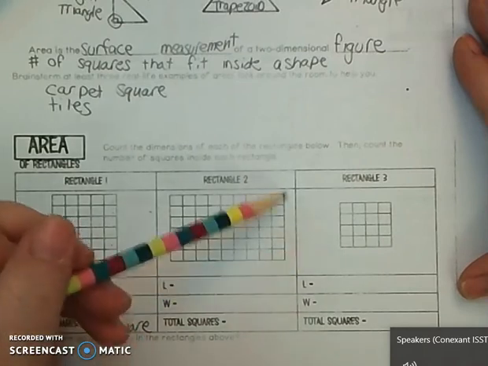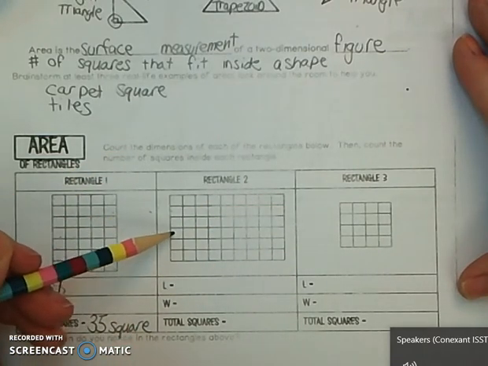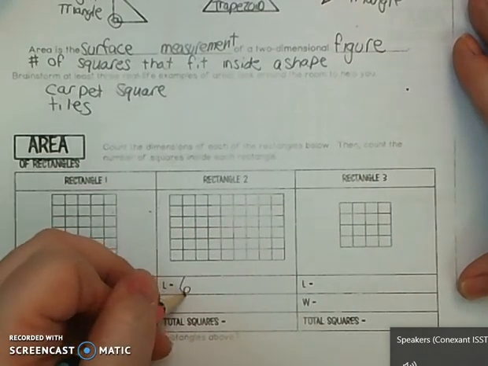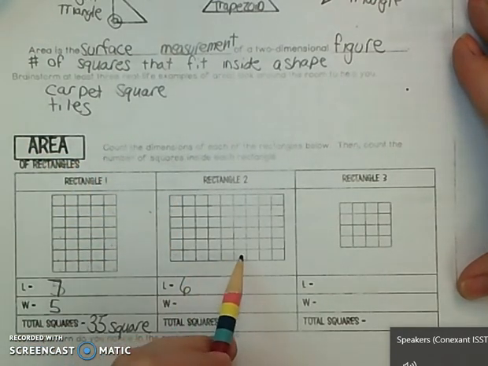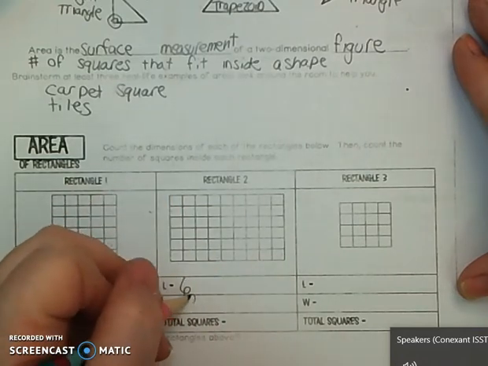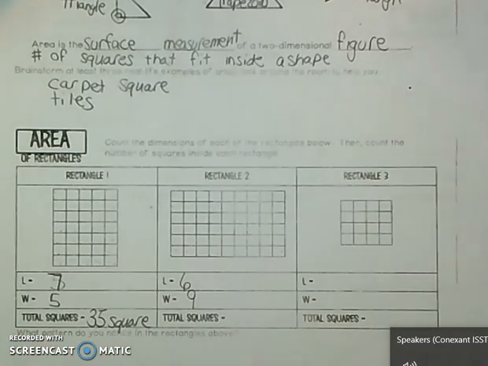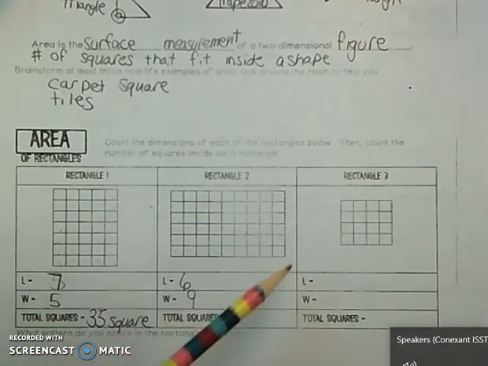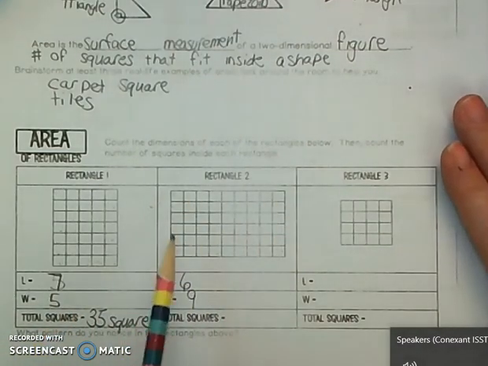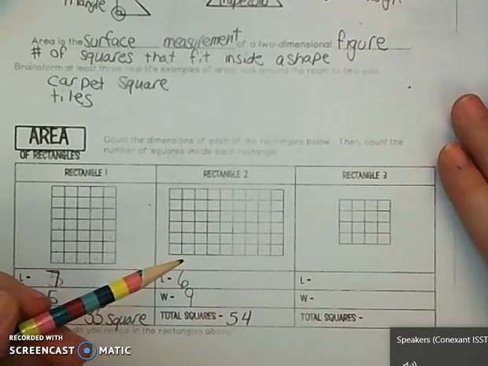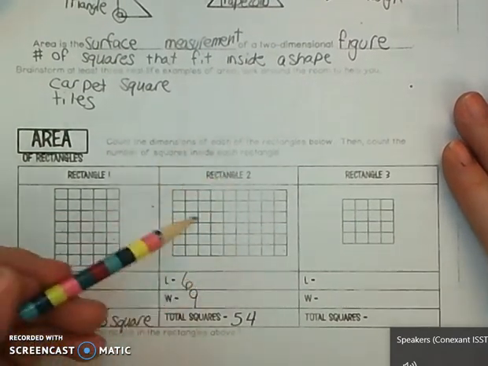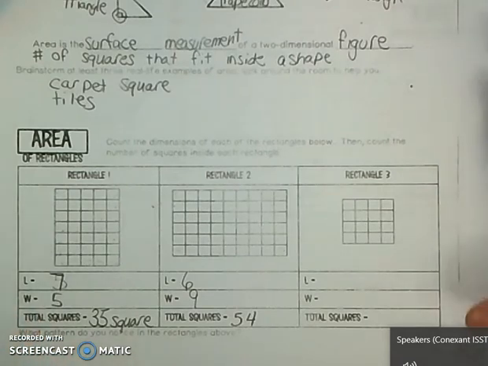The length of this rectangle is 1, 2, 3, 4, 5, 6 squares. The width is 1, 2, 3, 4, 5, 6, 7, 8, 9 squares. So we want to figure out the total squares. So hit pause and count how many squares are in here. Okay, if you counted all these squares, you should have gotten 54. So if you were able to get 54, good job. If you didn't, hit pause and go back and count again. All right, let's do the next one.